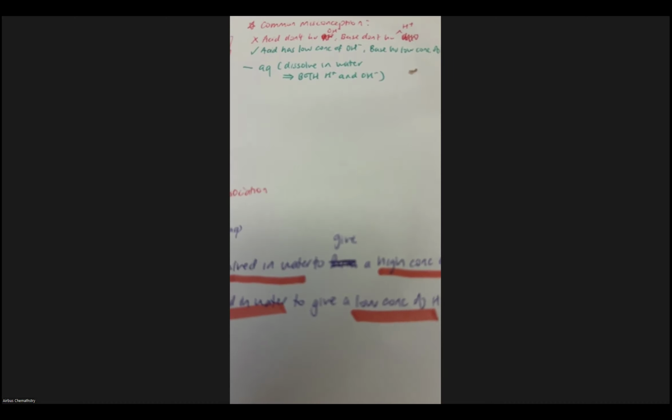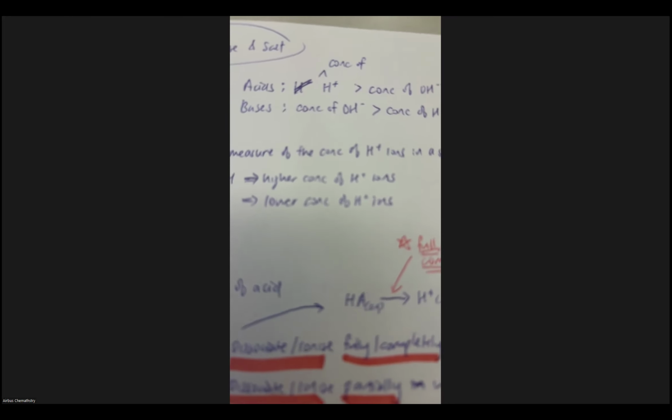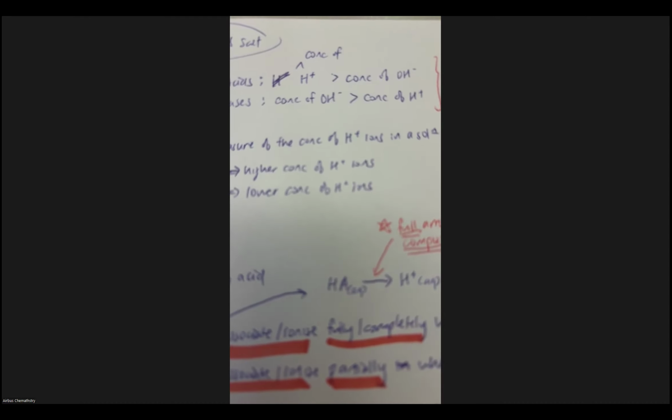So in an acid, the concentration of H+ is much higher than the concentration of OH-, and hence its acidic property. And for a base, the concentration of OH- is much higher than the concentration of H+, hence rendering its basic property.